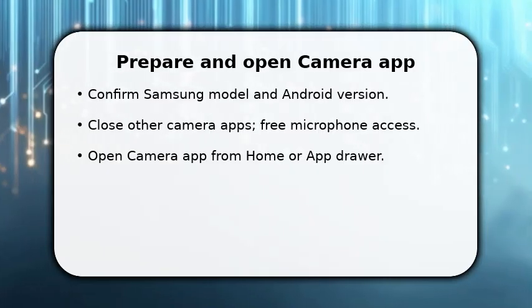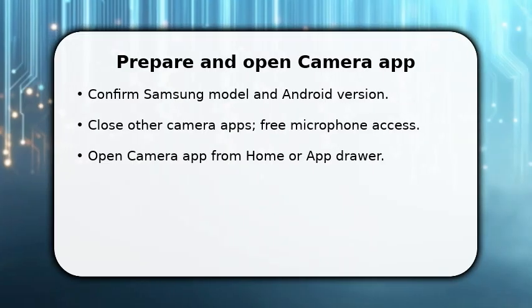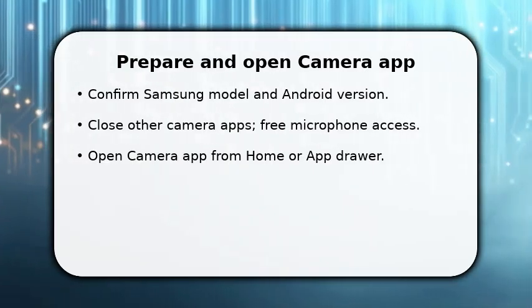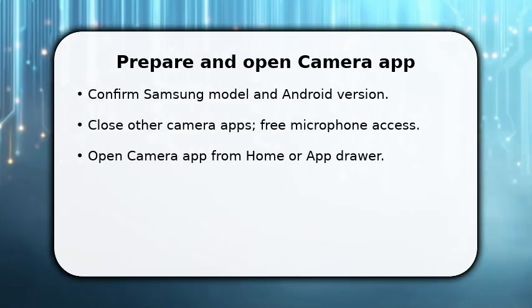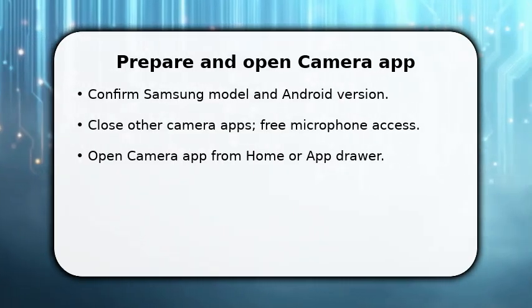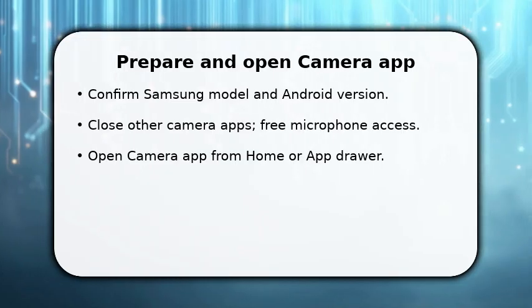You start by making sure your Samsung phone is ready. Check model and Android version, and close any apps using the microphone. Next, open the built-in camera app. This is essential because third-party apps won't change the camera shutter sound.